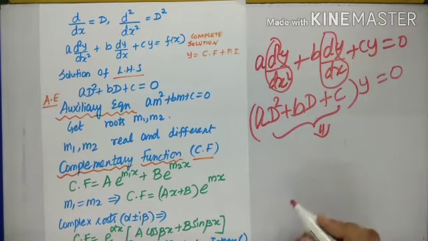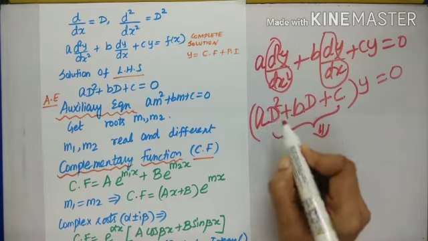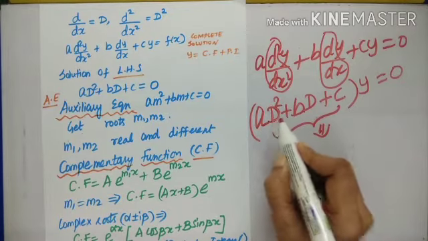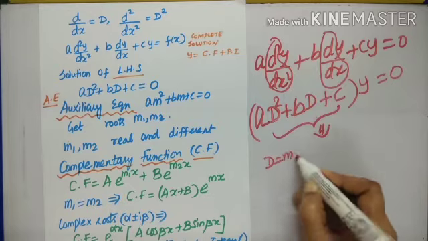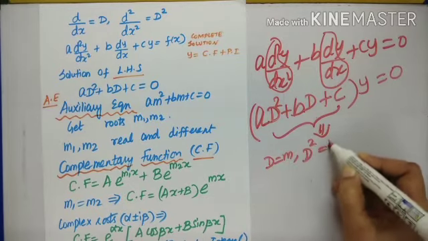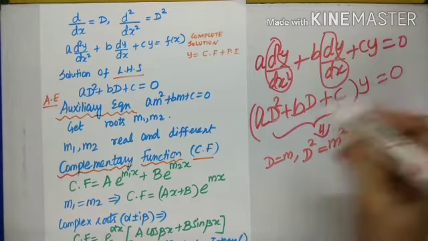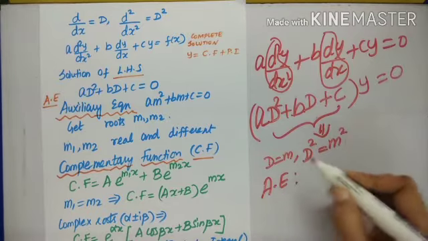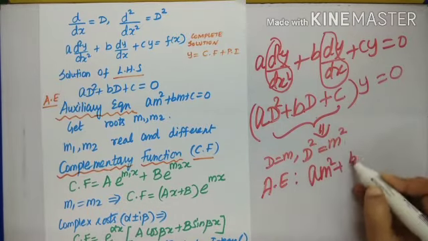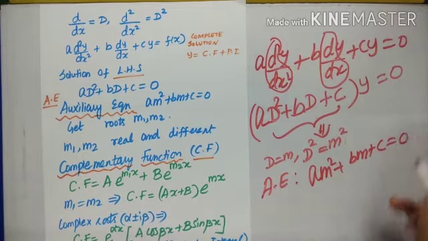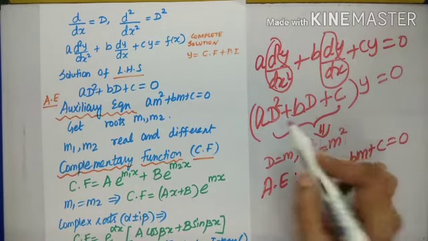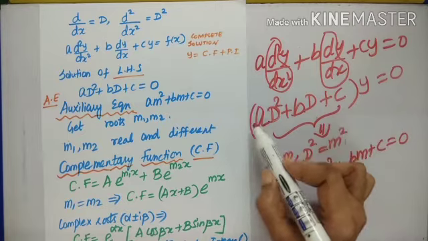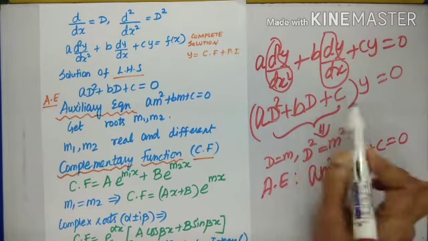When I solve, I mustn't have the differential coefficient in my equation. So wherever D comes, put m. Wherever D square comes, put m square. That equation I call auxiliary equation, the equation that helps me in solving. So, auxiliary equation: a m square plus b m plus c equals 0. Mustn't write y, only I am solving the factor that is inside the bracket.